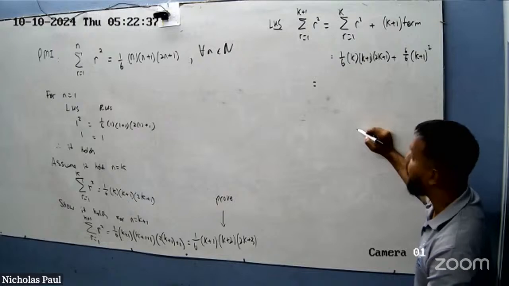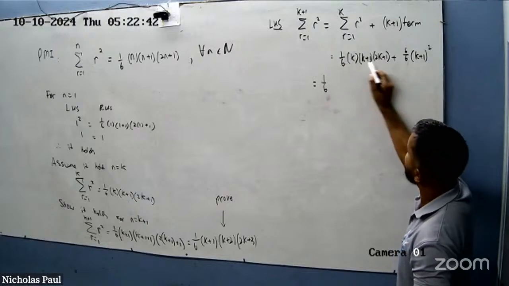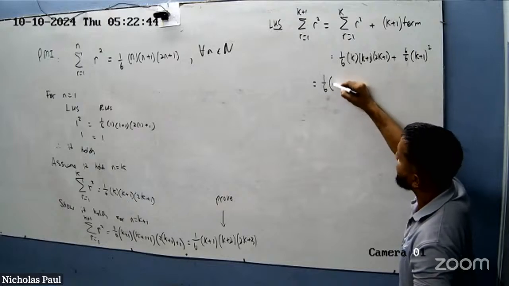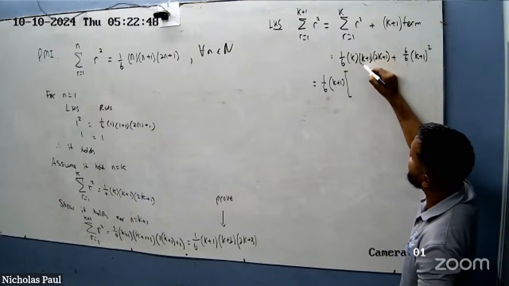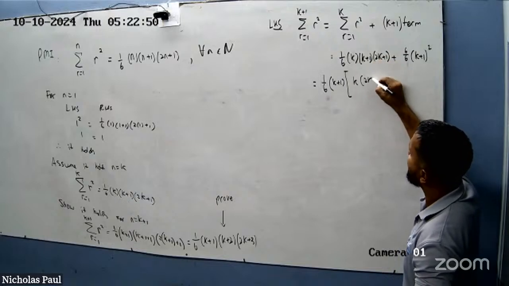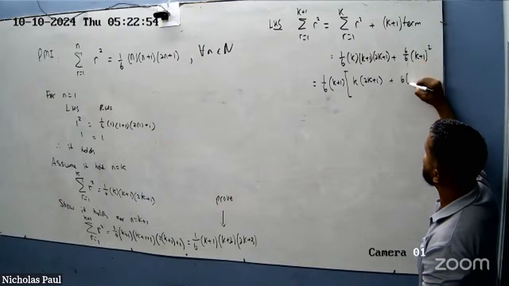So what are we going to factor out? We're going to factor out 1/6, and we're going to factor out K plus 1. So what do I get? This will go, this will go. I'll get K by 2K plus 1. What would I get here? I'll get 6 by K plus 1.